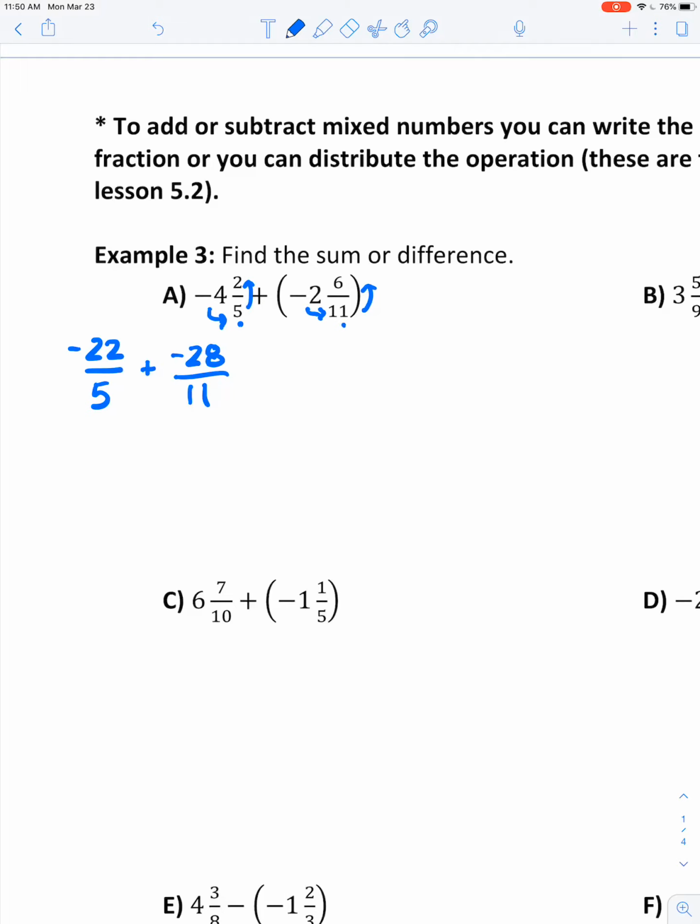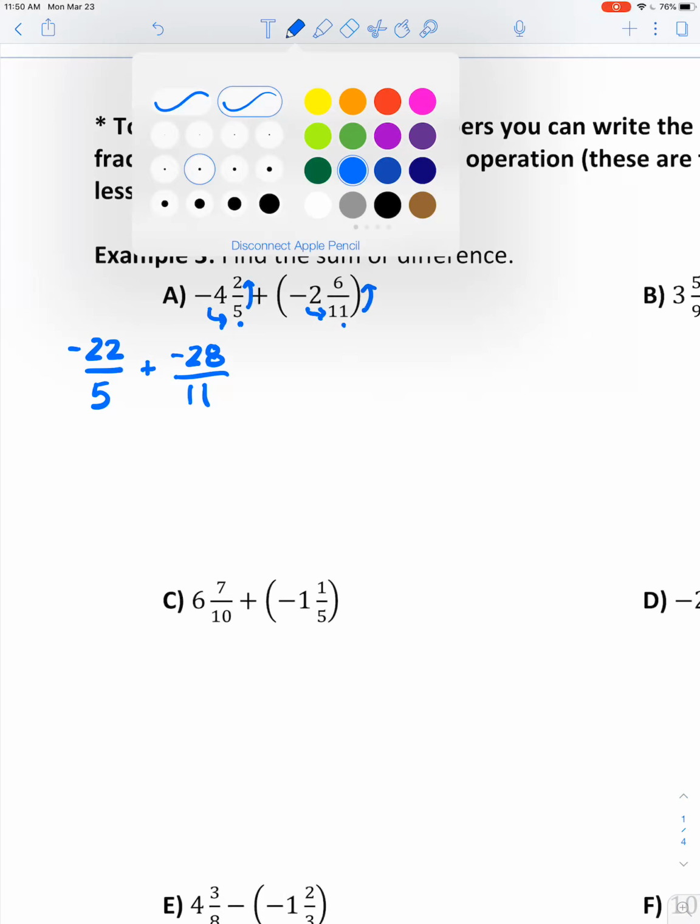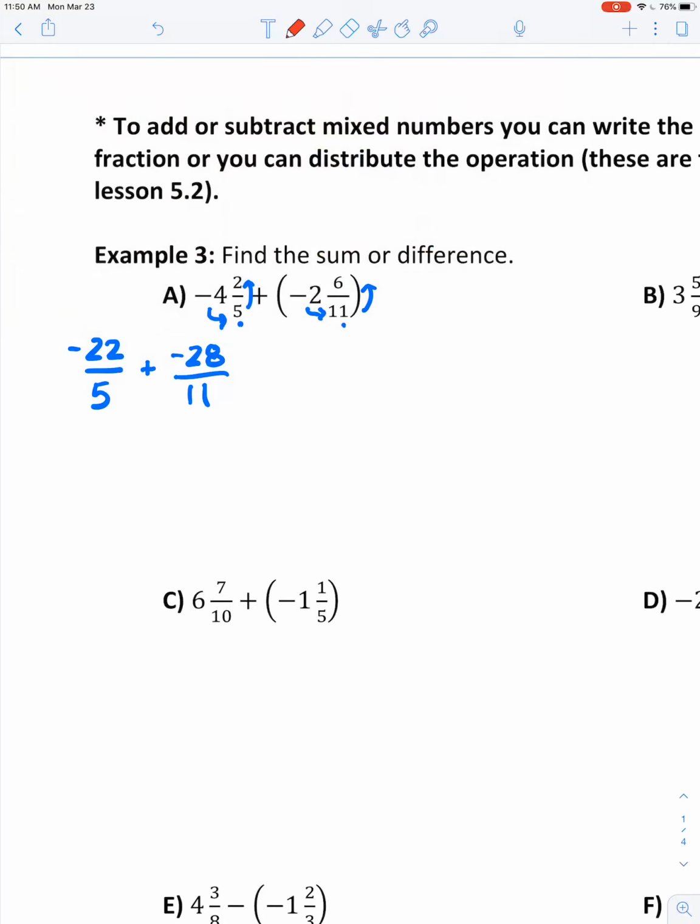Okay, I'm trying to think of the numbers that both 5 and 11 go into. One kind of easy thing to do, if I want to figure out what number to times this by, is I just times it by the 11 right here. So I'm going to times both the top and the bottom number by 11. Here's where a calculator would be very helpful. If I were to type in 11 times negative 22, I'm going to get negative 242 on my calculator. It's okay to use a calculator. It'll speed this up a lot. 11 times 5 is 55.